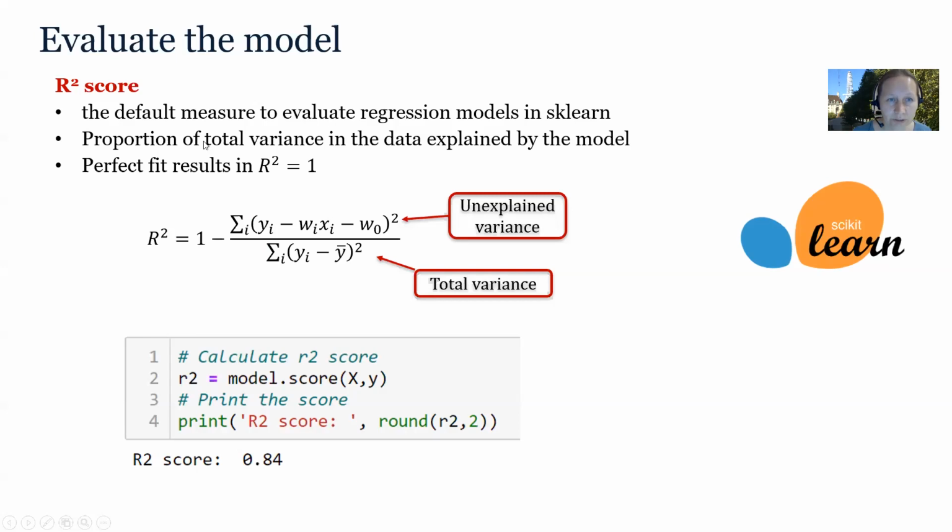Next, we will evaluate our fitted model. That's very easy as well because it's just model.score. And for regressors, function score will return the R2 score. R2 score is the proportion of total variance in the data explained by the model, and the perfect fit results in an R2 score equal to 1. We see that we achieved an R2 score of 0.84, which is very decent. So the linear model was quite appropriate for our example.